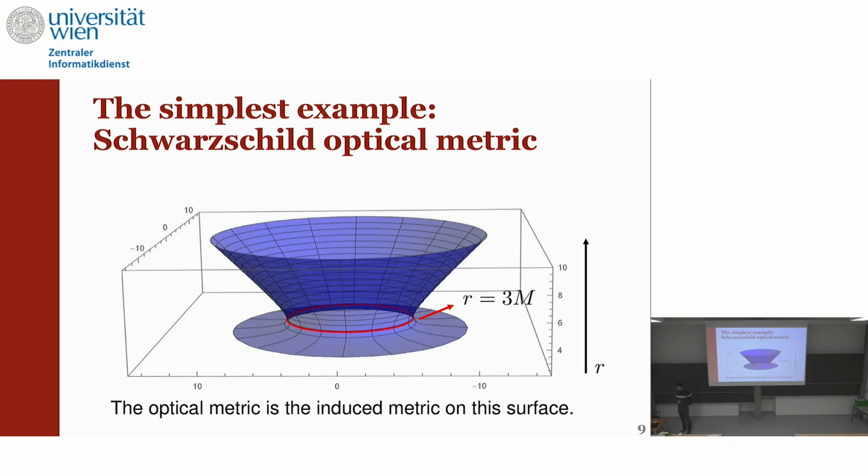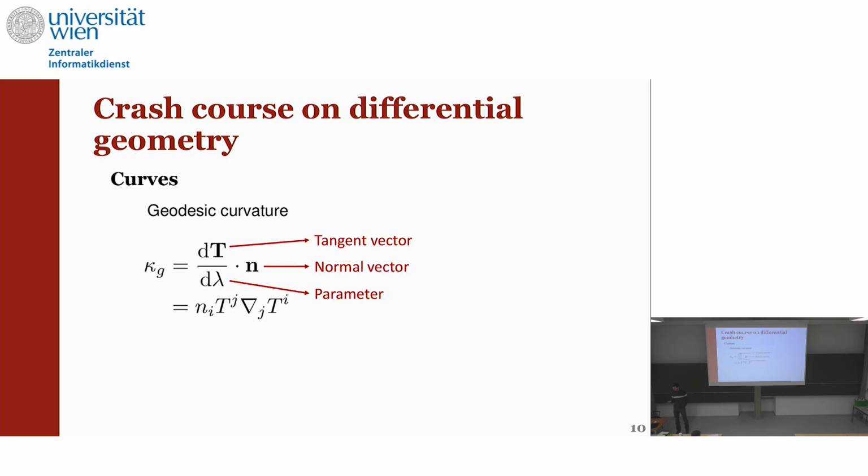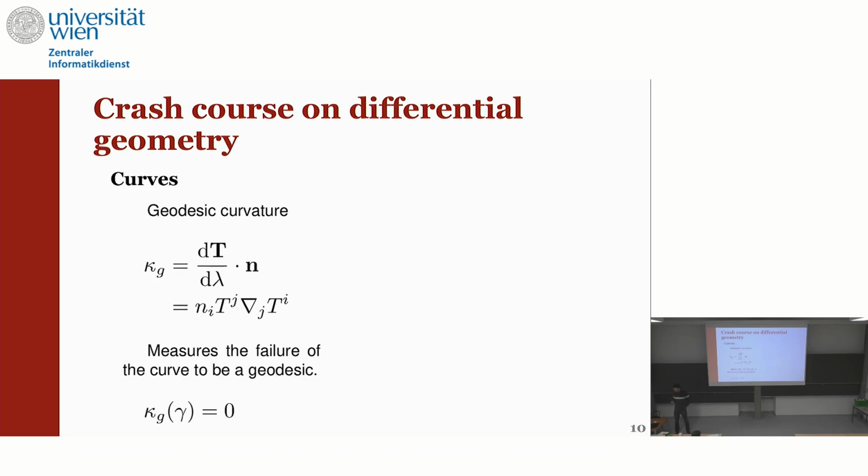This was just an illustration to see what these structures look like for a particular case. Now, I will tell you how we can study these surfaces with a crash course in differential geometry, and we will be considering properties both of the curves and of the surface itself. For the curves, we will require the geodesic curvature, which is very similar to the geodesic equation, but projected onto a vector that is normal to the manifold. So it measures the failure of a curve to be a geodesic. If we have a geodesic gamma, then its geodesic curvature must be 0.